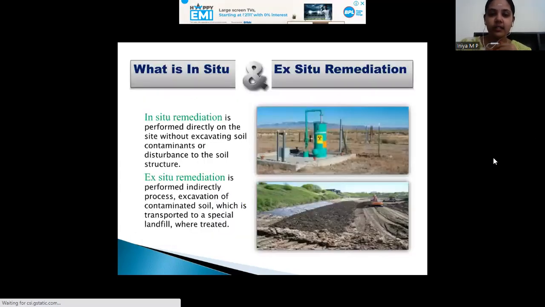Next, what is in situ and ex situ remediation? In situ remediation is performed directly on the site without excavating soil contaminants or disturbances to the soil structure. Ex situ remediation is performed indirectly, a process of excavation of contaminated soil which is transported to the soil landfill where it is treated.